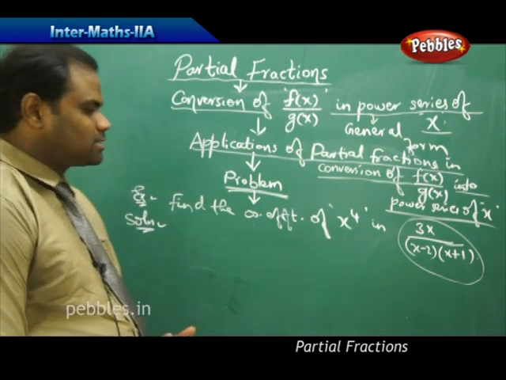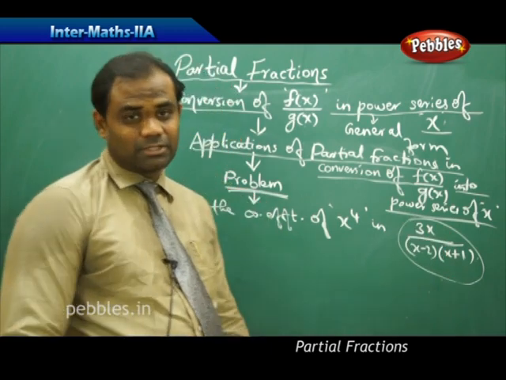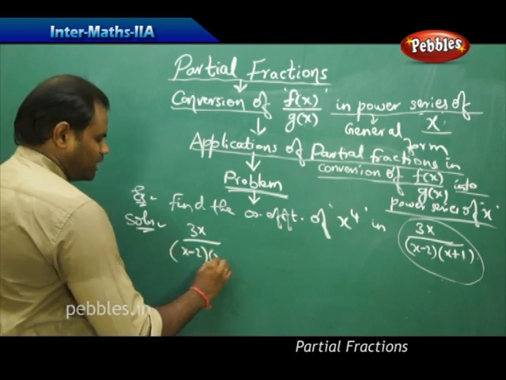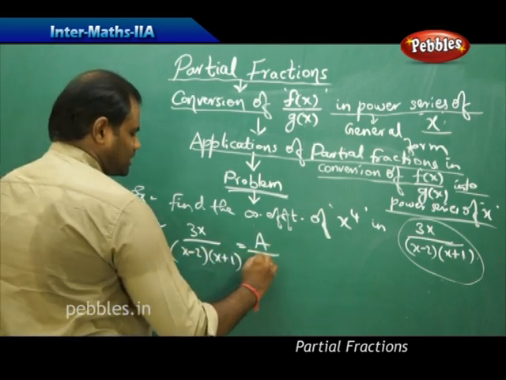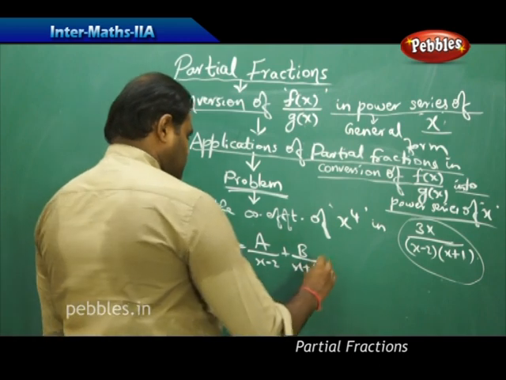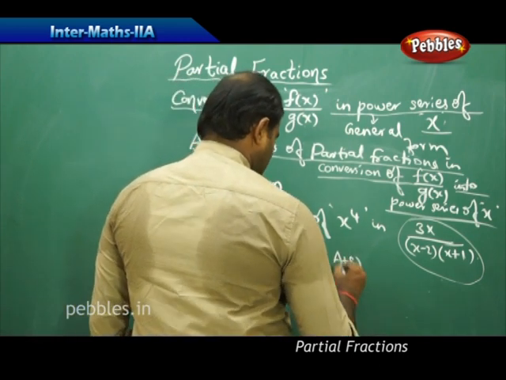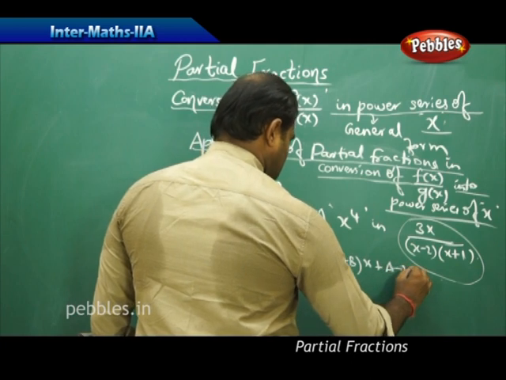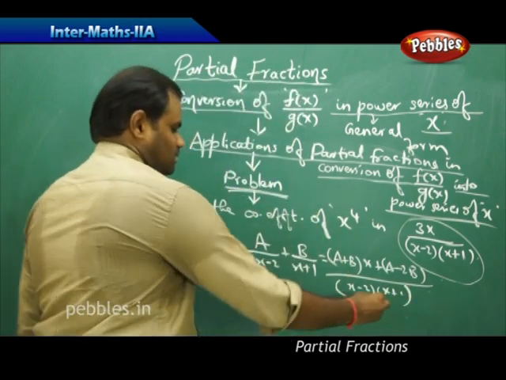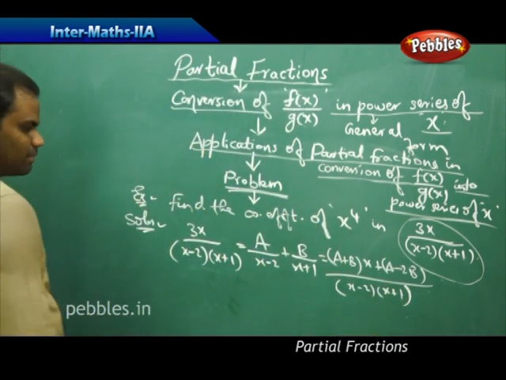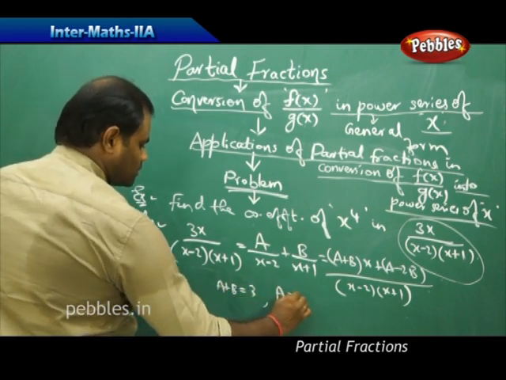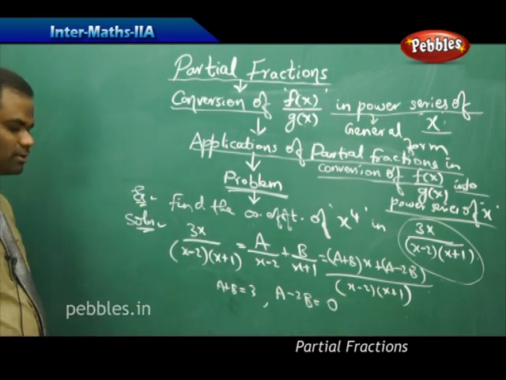So in order to expand this in power series form, I split this into partial fractions as 3x by (x minus 2)(x plus 1), which can be split as A by (x minus 2) plus B by (x plus 1). Taking the rule one, I get this to be (A plus B)x plus (A minus 2B) by (x minus 2)(x plus 1). Therefore, simplifying, I get my A and B as A plus B, which is 3, and A minus 2B, which is 0, because there's no constant.